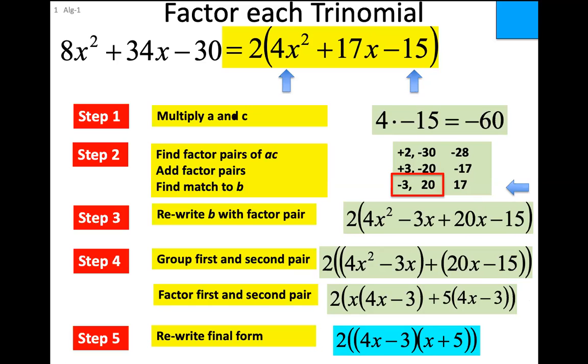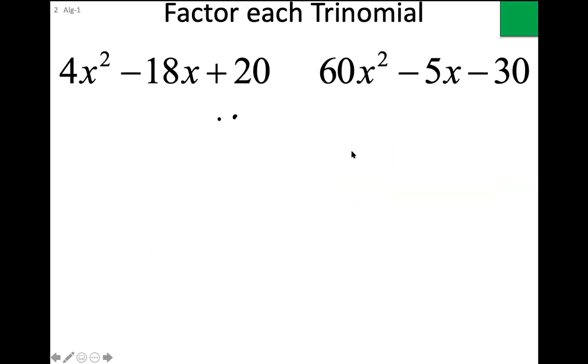Feeling better? All right. I only have 2 more examples to do. All right, let's do them.